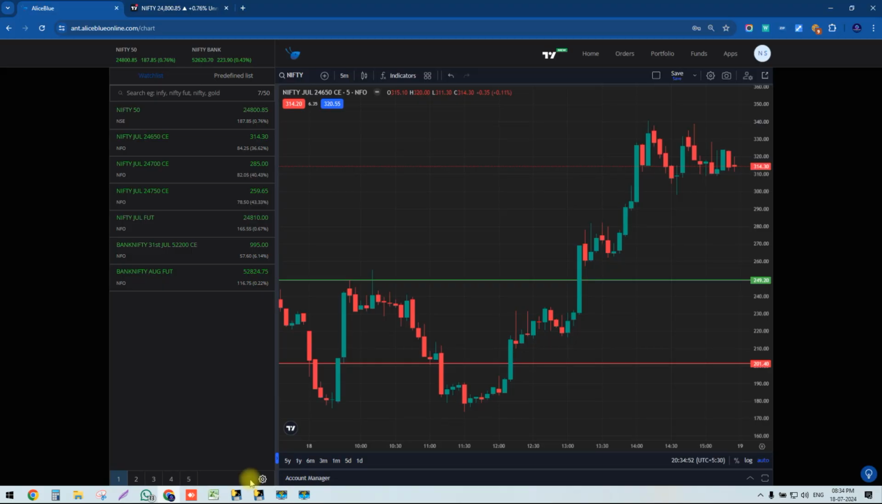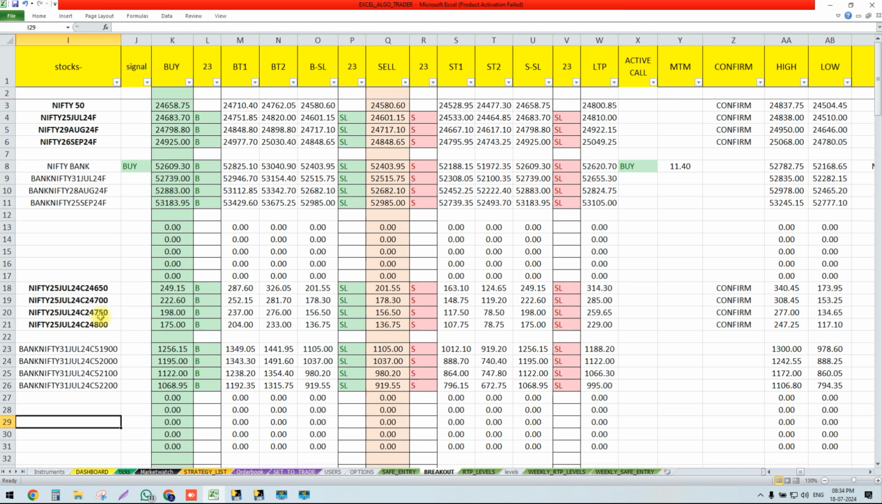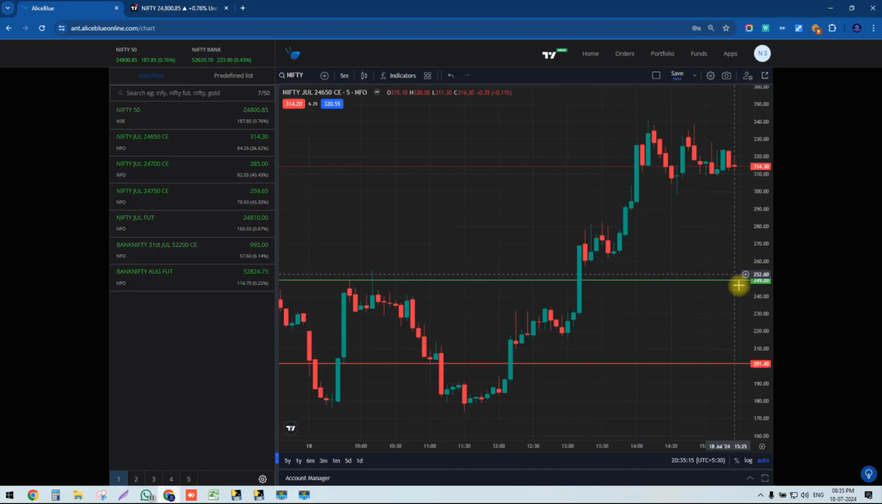Let's cross check what our 650 breakout strategy is telling. Here you can see Nifty July call option, strike price 24,650. Buy level was generated at 249 and sell was 201. I showed you already, buy level was generated at 249, and it made a profit of up to 300. The market went up to 340. This is how our Nifty call option was.